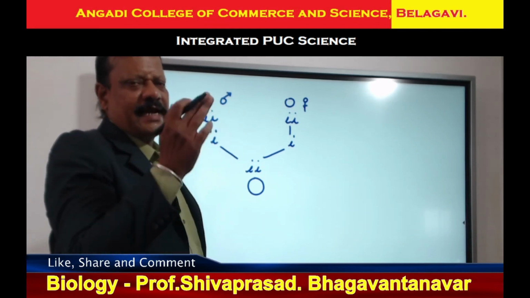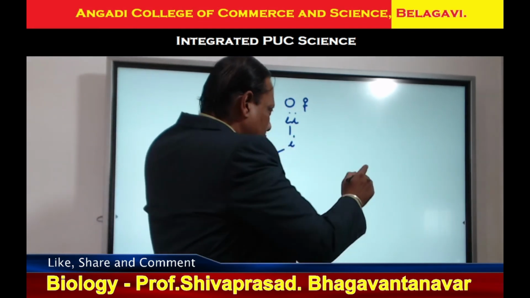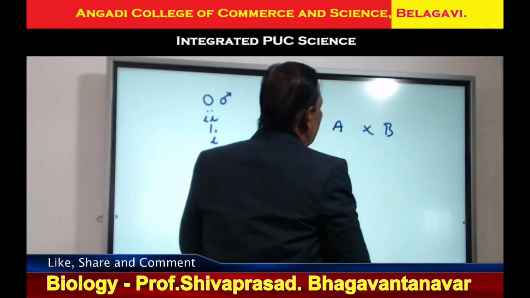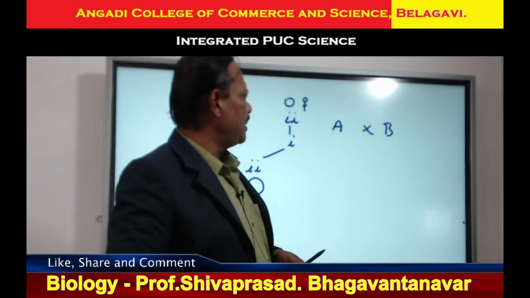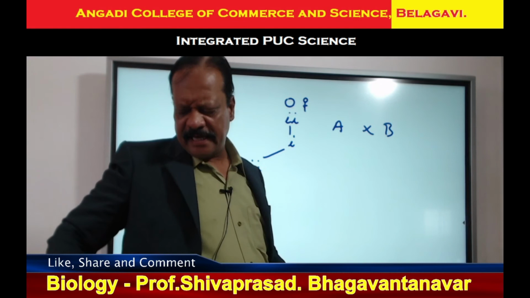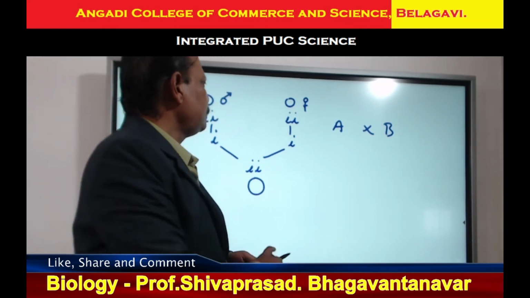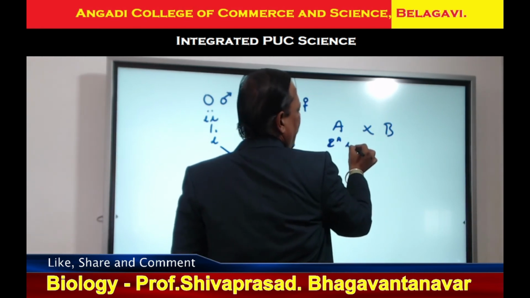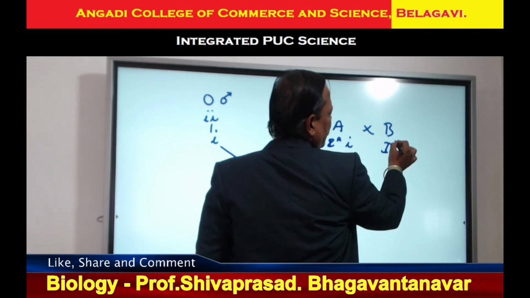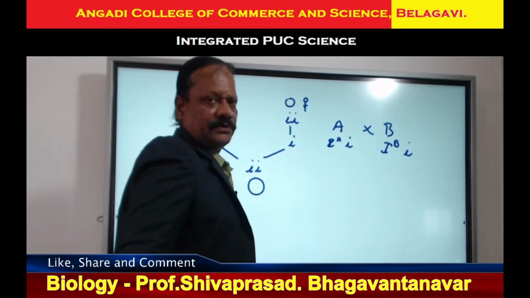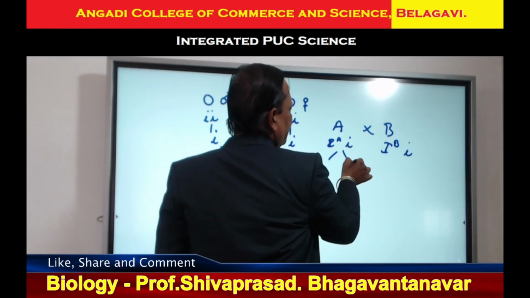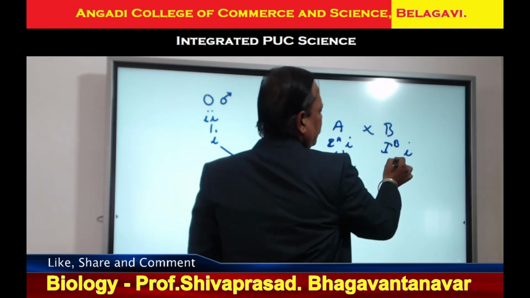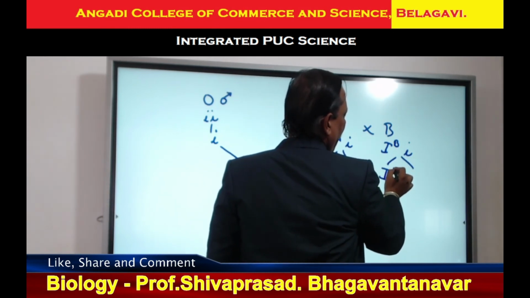So, another example you can take. If A is crossed with B, then just see the possible genotypes. Here, IA and i. Here IB and i. Now see their gametes: IA, i, and here IB, i.